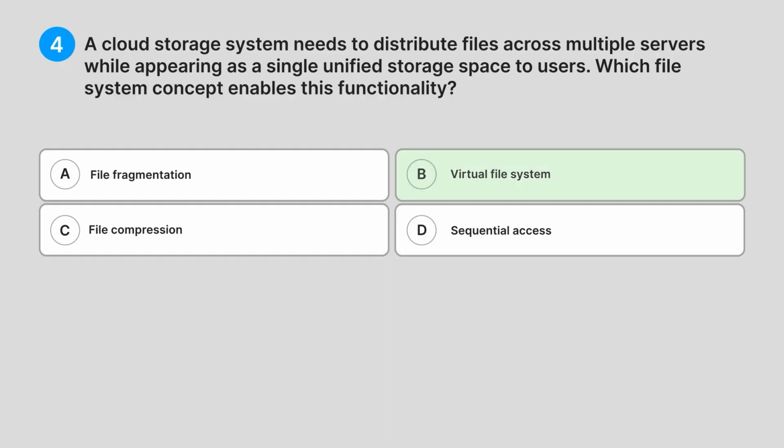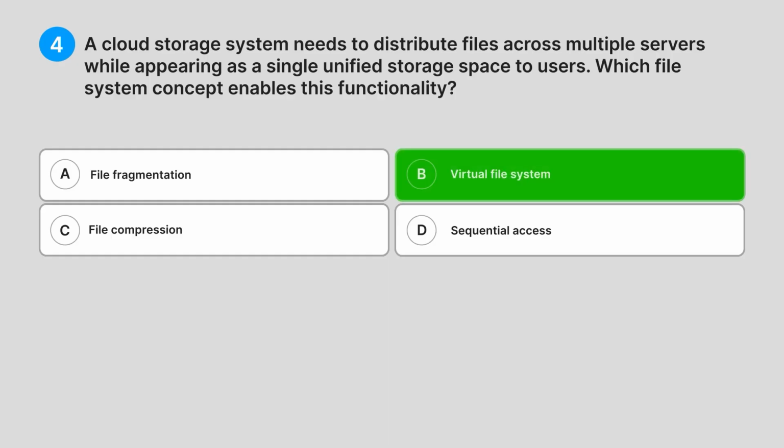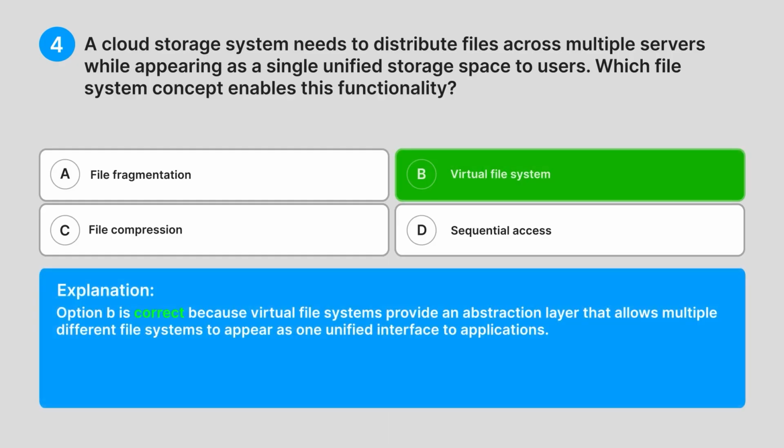Correct answer, B. Virtual file system. Explanation. Option B is correct because virtual file systems provide an abstraction layer that allows multiple different file systems to appear as one unified interface to applications.